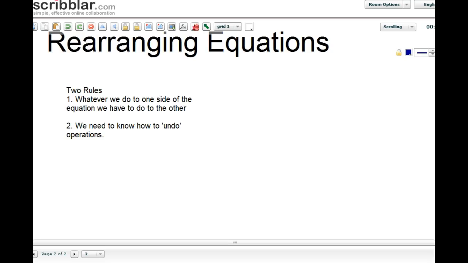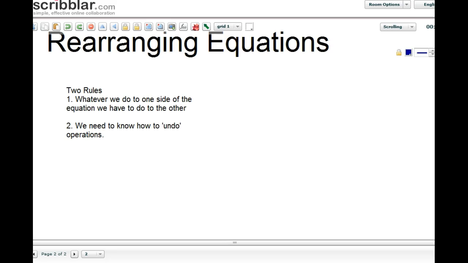Hello, and here is my long-awaited and oft-promised session on rearranging equations for IGCSE Physics pupils. I know some of you are really happy doing this, but some of you have asked for a little extra support, so here it is.